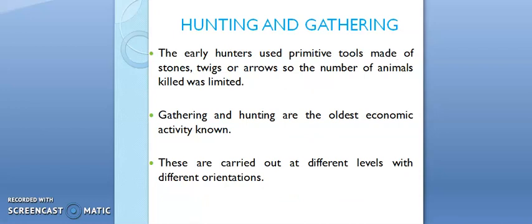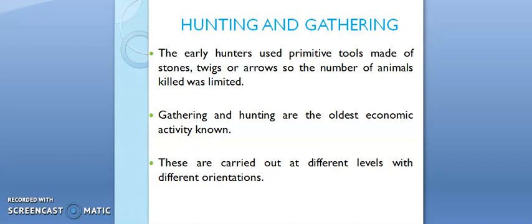In the earlier days, they used different kinds of primitive tools, and these primitive tools were made of stones, arrows or twigs. All this they used to hunt or to kill the animals. And after that, they used the skin of the animals for making the clothes and all.